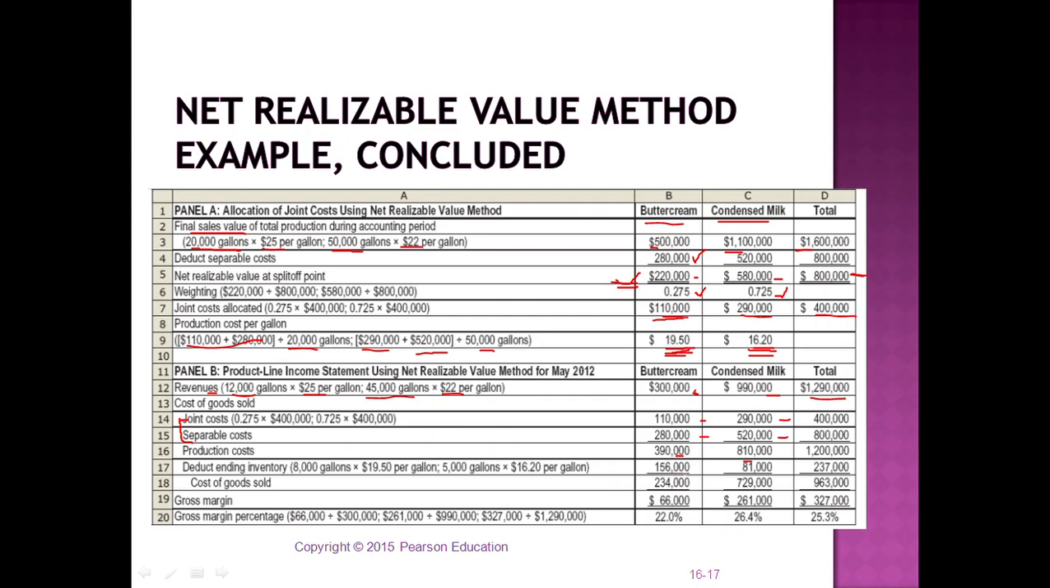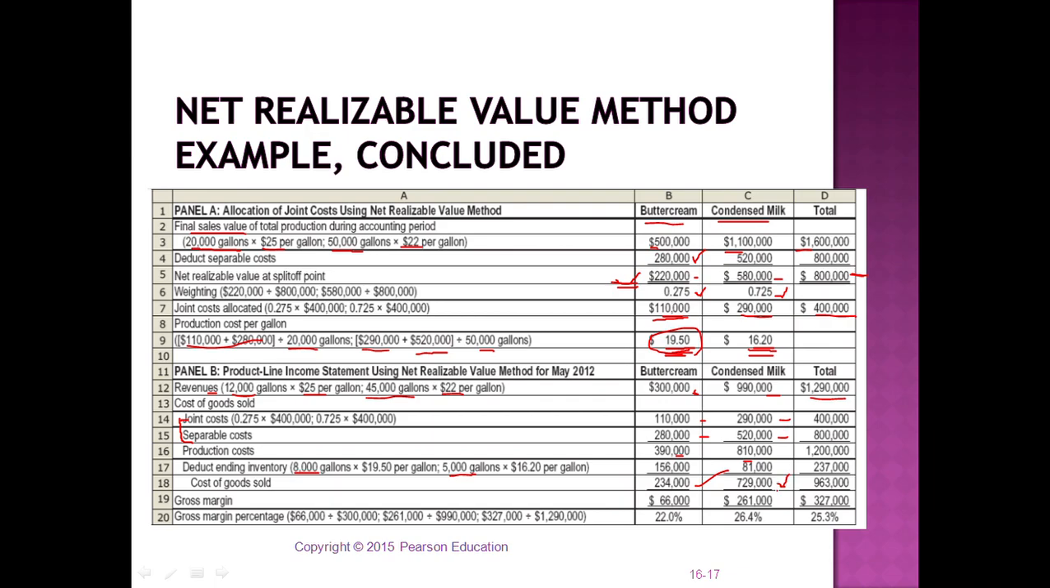So for the ending inventory, you will take the number of units in inventory, that is 8,000 for buttercream and 5,000 for condensed milk, and multiply it with the cost that you have already found out here per unit, right? So use that, and that will give you the value of your ending inventory. So the total cost minus the ending inventory will give you the cost of goods sold. So you calculate the cost of goods sold.